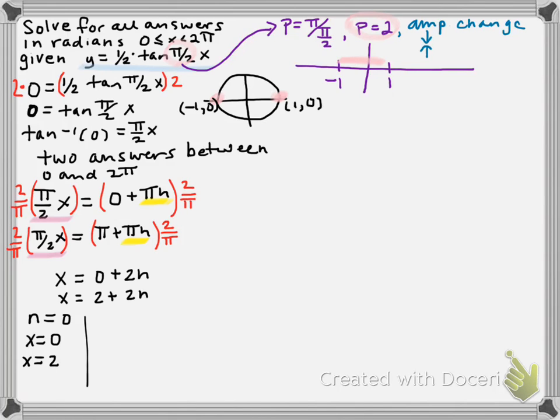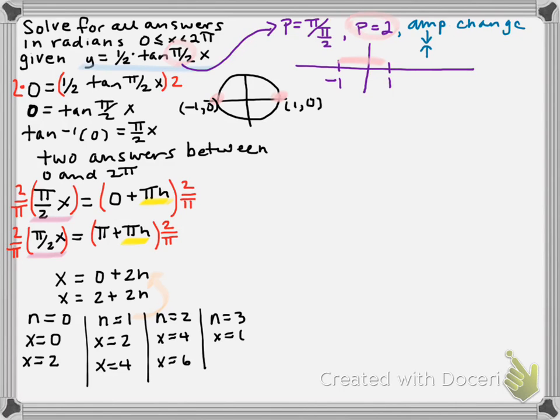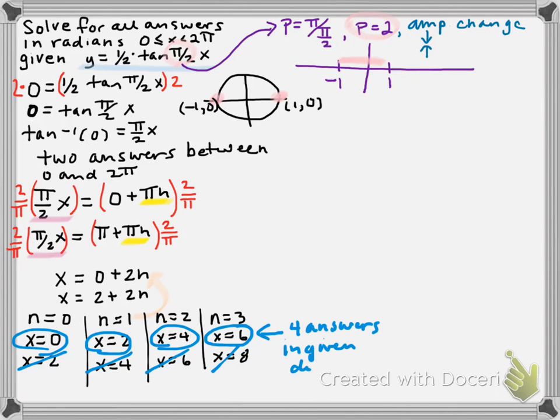So when n is 0, and we plug that in, our first two answers are 0 and 2. Then we're going to let n be 1, again plugging in, and we get 2 and 4. And then we'll let n be 2, and we get 4 and 6. And then what the heck, we'll let n be 3, and we'll get 6 and 8. Now we know that we only need to go up to 2 pi, which is a little past 6.28. So we don't need the last answer. And then there's a couple of repeat answers. And there's 4 answers total in that range.